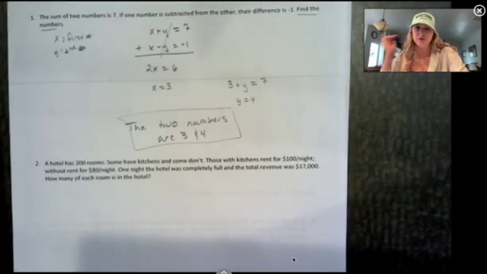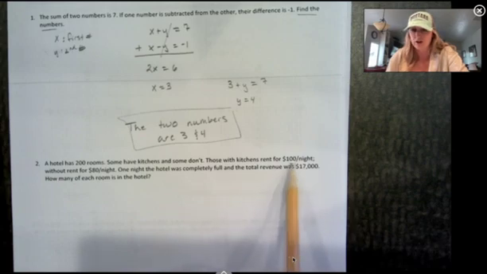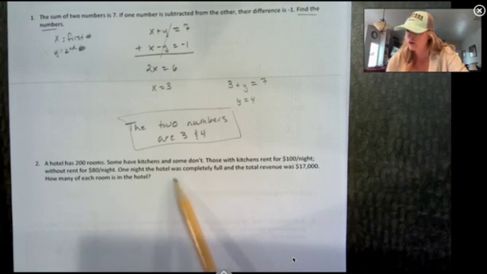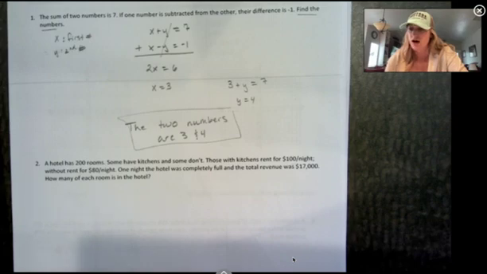Okay? All right. A hotel has 200 rooms. Some have kitchens and some don't. Those with kitchens rent for $100 a night, and those without rent for $80 a night. One night, the hotel was completely full, and the total revenue was $17,000. How many of each room is in the hotel?